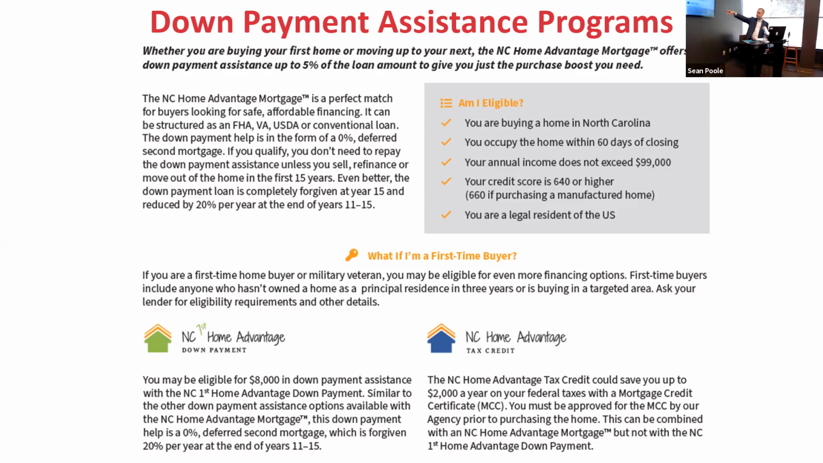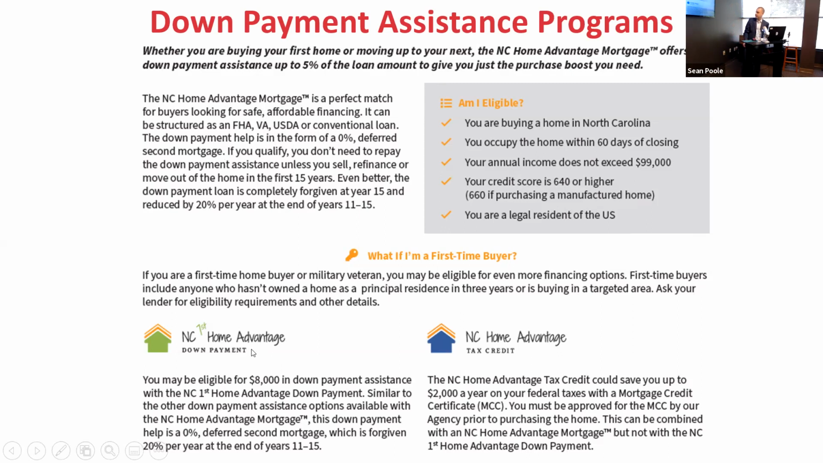And the other one, the NC Home Advantage, the $8,000 one, this is a standard $8,000. The other ones are based on your loan amount. So if you have a $200,000 loan amount and you're doing a 3% down payment assistance option, you get $6,000. If you did a $200,000 loan amount with this, you still get $8,000.